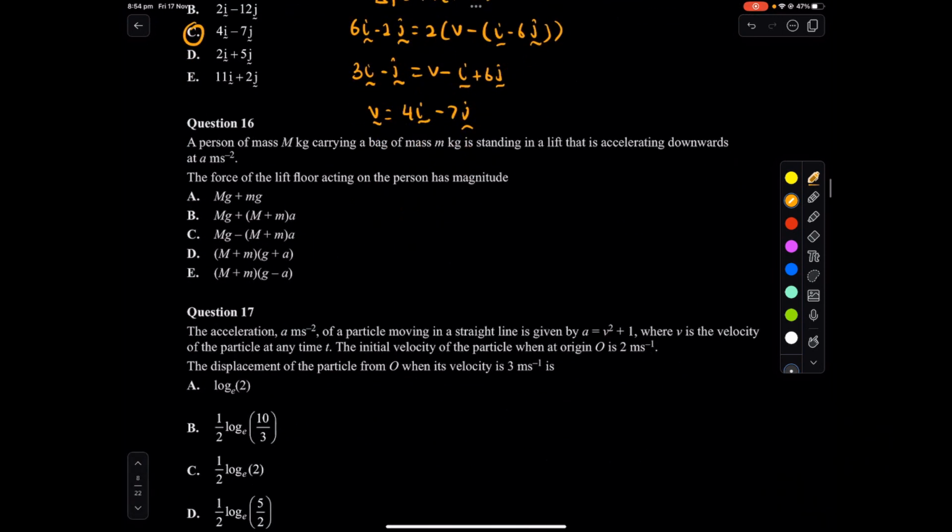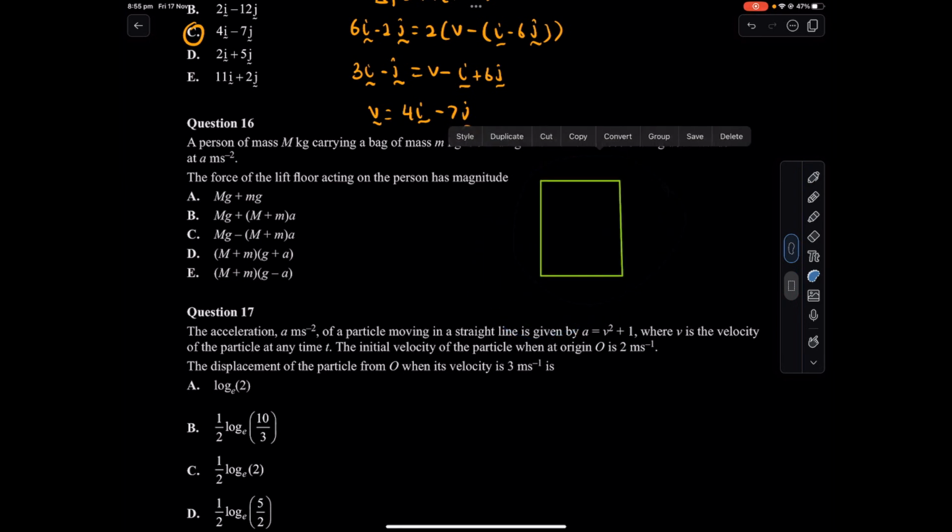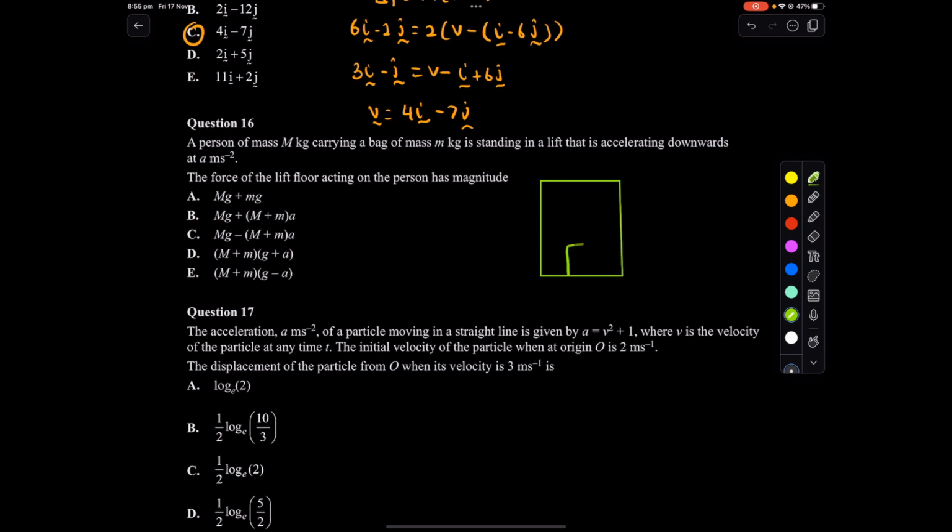Nice. Question 16. This is a person of mass m kilogram carrying a bag of mass M standing in a lift that is accelerating downwards at a. The force of the lift floor acting on the person has a magnitude of what? So if I was drawing a diagram, I'd take this whole thing and bring it over here. Imagine this over here is the person and the bag.